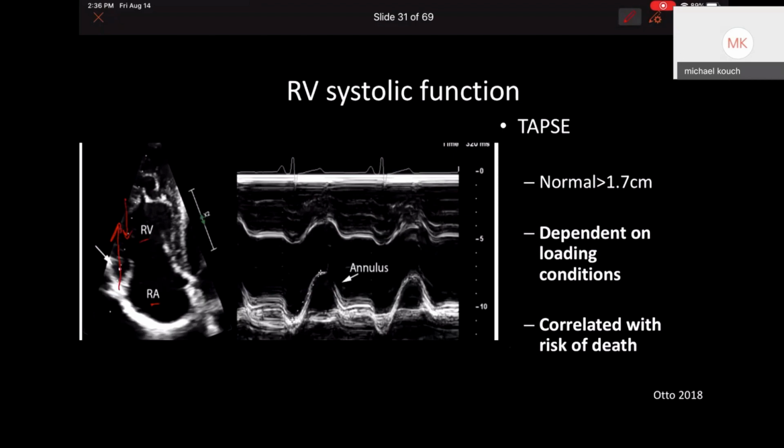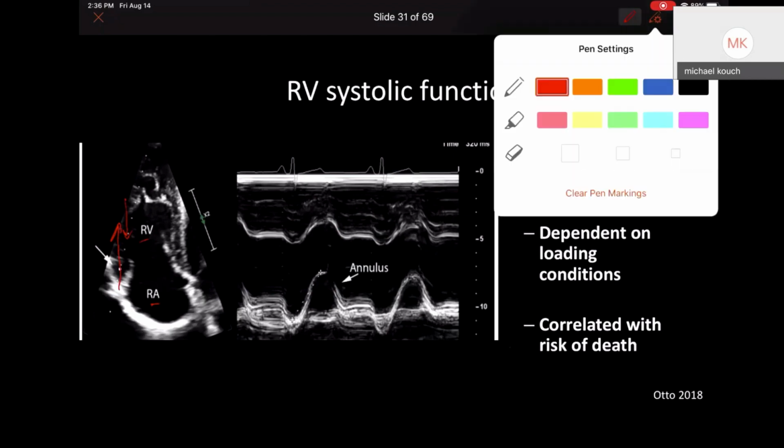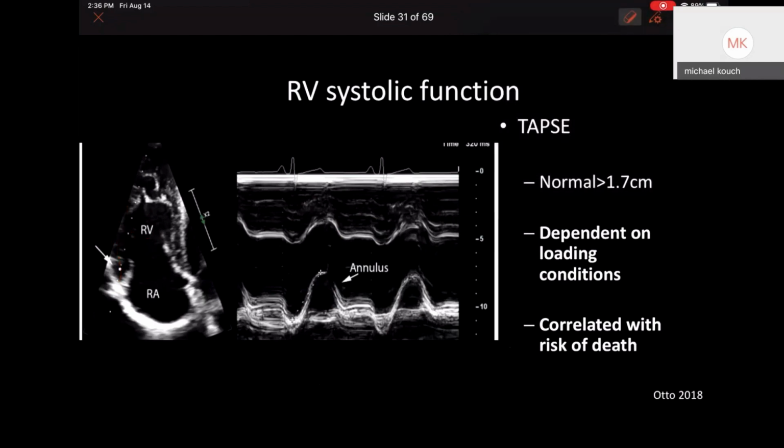So we can estimate how well our right ventricular function is based on how well that part of the myocardium moves. And so here we see that if this part of the myocardium moves upwards a large distance, then the systolic function is good, right? And the number to remember is 1.7 centimeters. So if you're moving greater than 1.7 centimeters, you're having good right ventricular systolic function. If you're moving less, then again, you're having less good systolic function. It is dependent on loading conditions, and patients who have a lower right ventricular systolic function have a higher risk of death. That makes sense, right?